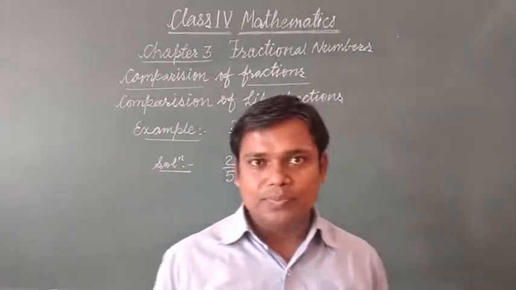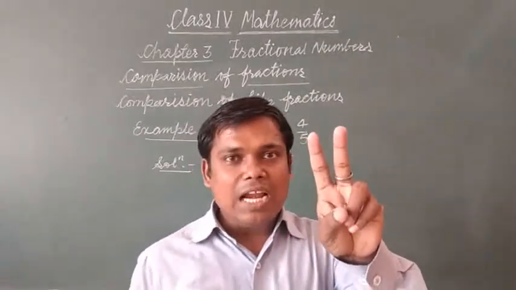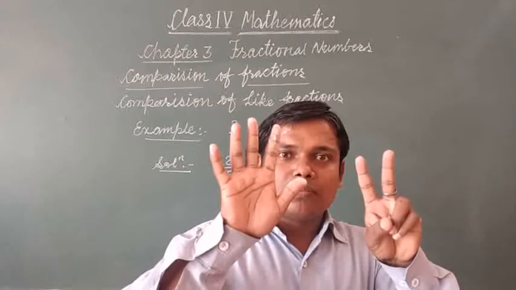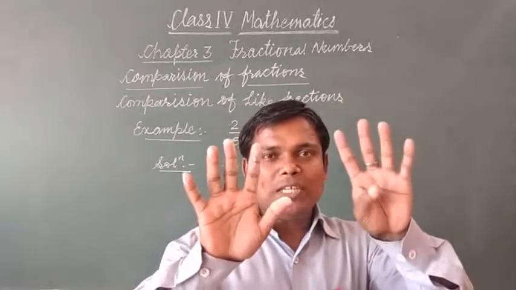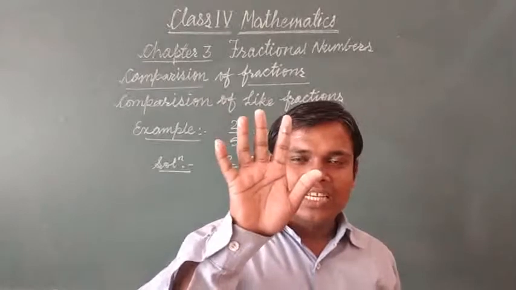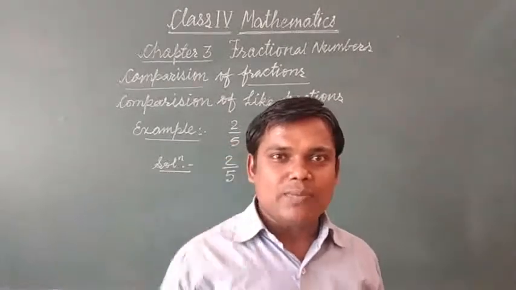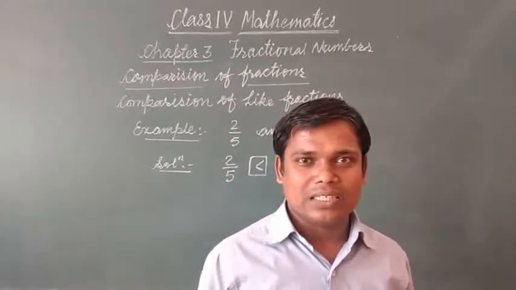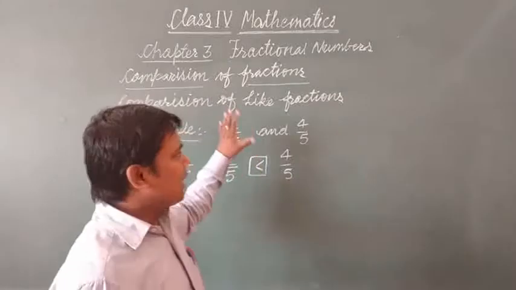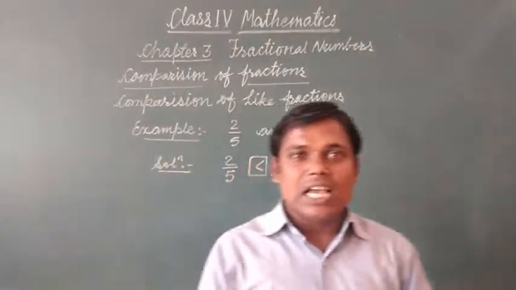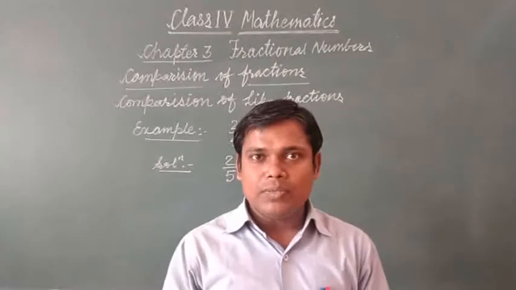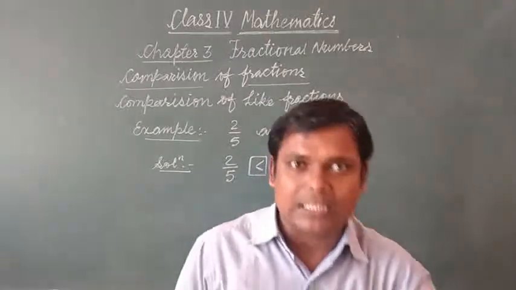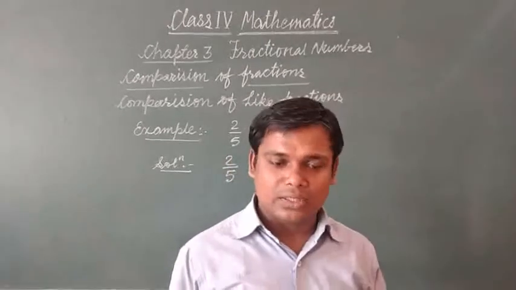Suppose you have 2 rupees and you are going to distribute 2 rupees in 5 persons, and you have 4 rupees and you are going to distribute in 5 persons. In which case each person will get more money? When you distribute 4 rupees in 5 persons. So I hope you understood that if we have two like fractions and we are going to compare them, always remember the fraction whose numerator will be greater is the greater fraction. Okay.